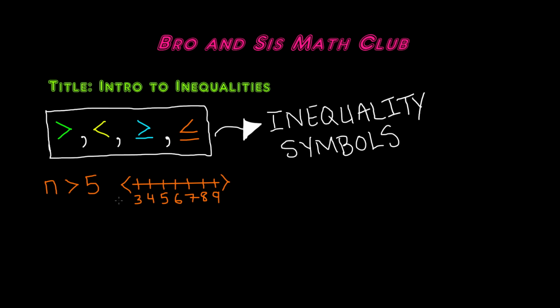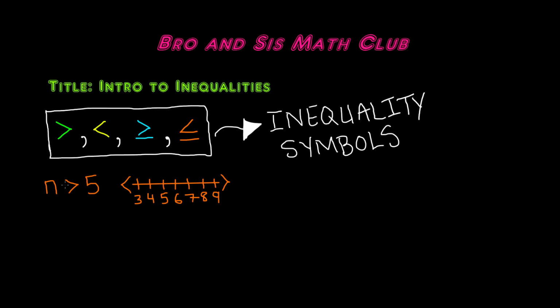Now we need to plot a point on the number 5. If it's greater than or less than, we will plot an open dot, which is pretty much a circle on top of the number. If it is greater than or equal to or less than or equal to, we will do a shaded dot like this. So this is what we have to do for the number 5.